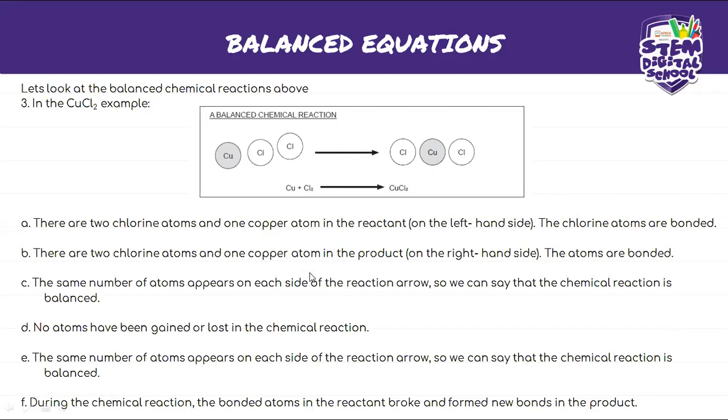So just as I was explaining earlier, during the chemical reaction, the bonded atoms in the reactant broke and formed new bonds in the product. What it's saying is that before copper chloride is formed, the atoms in chlorine got broken up and they rearranged with copper to give you this. All right, now let's go to the next.